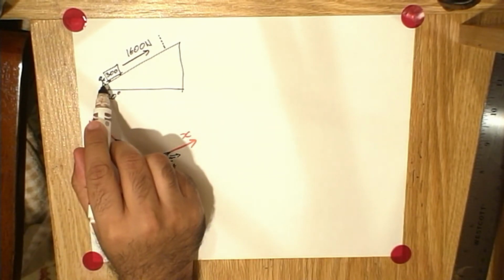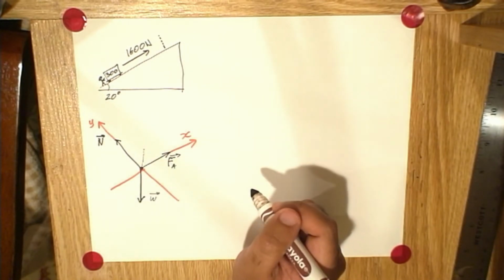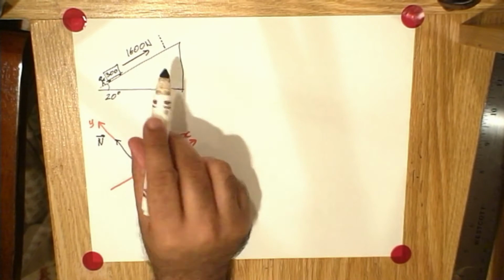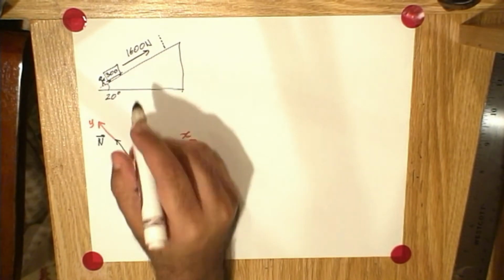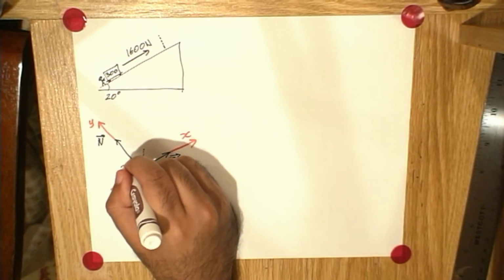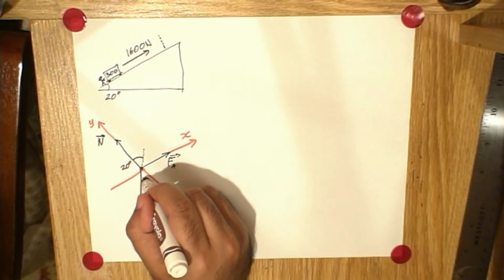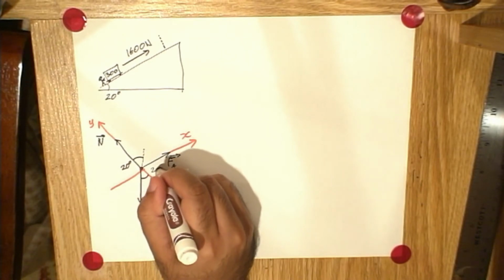Now, let's examine this vertical dashed line that I'm drawing. If this had been a flat surface, the normal force would have been aligned with this vertical line. But because we're on an incline, the normal force has gone 20 degrees away from that vertical, which means that the angle between the weight force and the y-axis must also be 20 degrees.